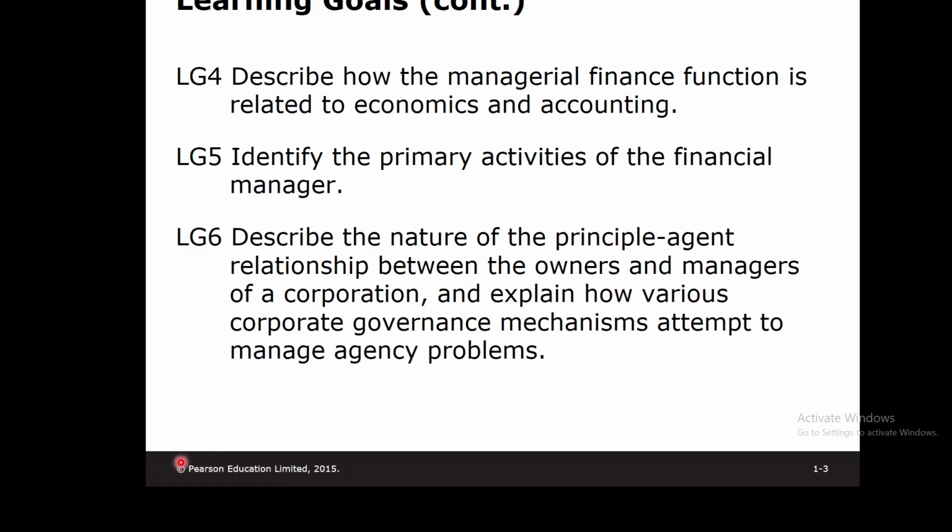Okay, then we will be looking at the primary disciplines affecting finance, then the primary activities of the who in finance, and he is the financial manager. Then one of the challenges in finance, the agency problem, because of the relationship of the owner and the firm.